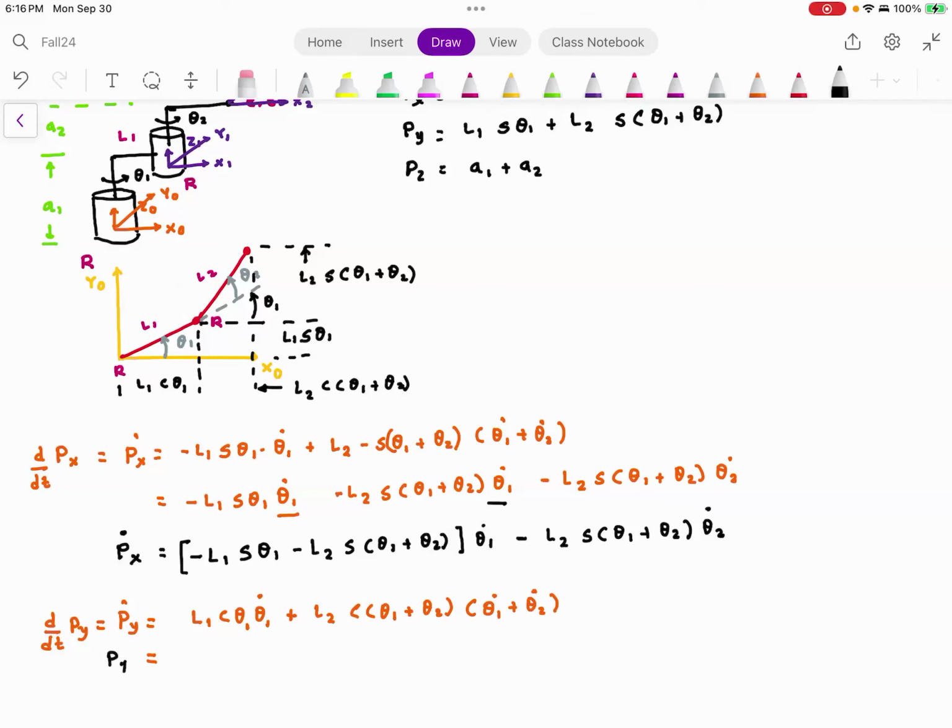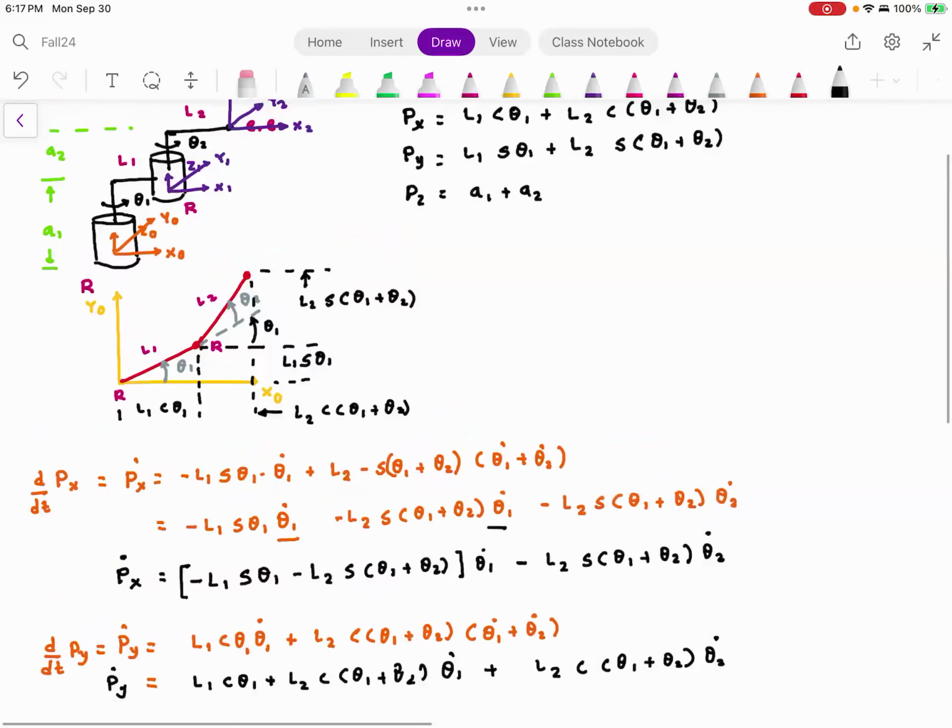This is going to look like Py dot is equal to L1 cosine theta 1 plus L2 cosine theta 1 plus theta 2, times theta 1 dot, plus L2 cosine theta 1 plus theta 2 times theta 2 dot.